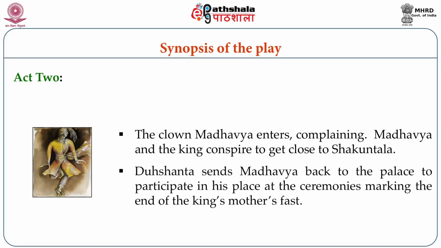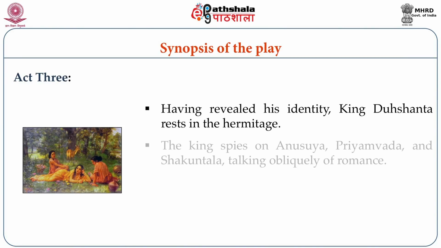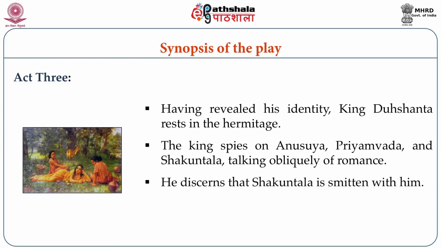Dushwanta sends Madhavya back to the palace to participate, in his place, in the ceremonies marking the end of the king's mother's fast. Act 3. Having revealed his identity, King Dushwanta rests in the hermitage. The king spies on Anushwa, Priyamvada and Shakuntala, talking obliquely of romance. He discerns that Shakuntala is smitten with him.